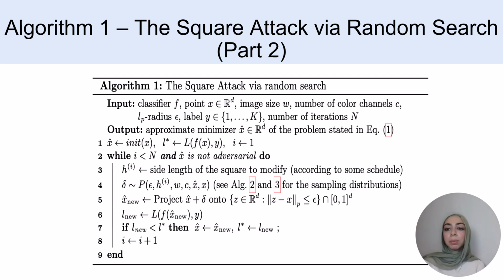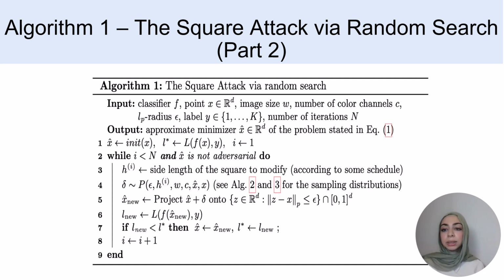For step 5, we apply the patch to the image and then make sure it's still valid, meaning the pixel values stay between 0 and 1, and the total change doesn't exceed our allowed limit. And for step 6, we compute the loss. So we check how wrong the model is on this new image. That's our new loss.